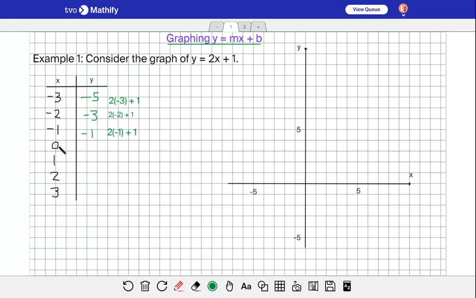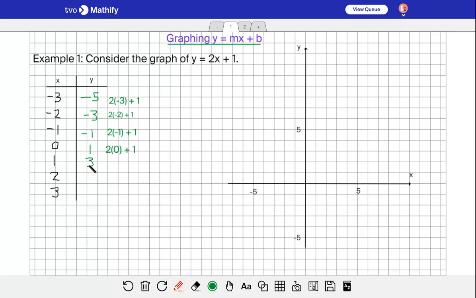So next we'll put 0 in place of x. So 2 times 0 is 0, plus 1 would be 1. So that's a 1. Now I'm going to stop writing all these out. So if we put 1 in there next, 2 times 1 would be 2, plus 1 would be 3. So this is going to be 3.